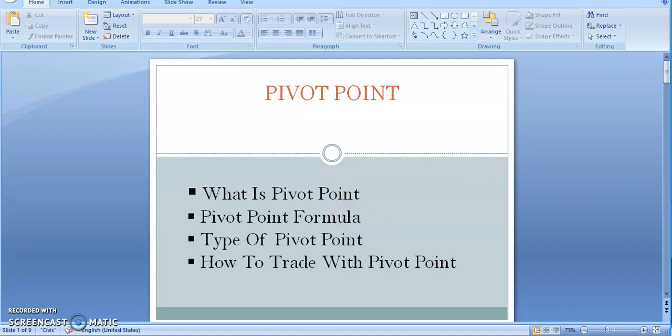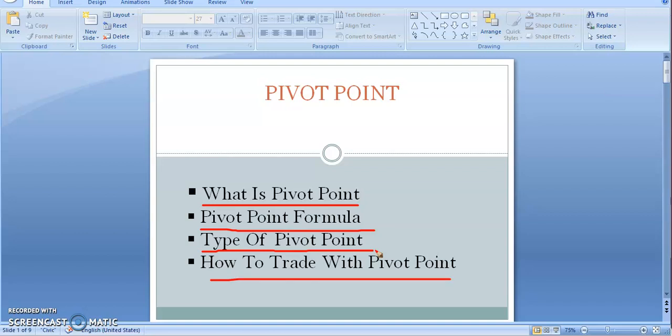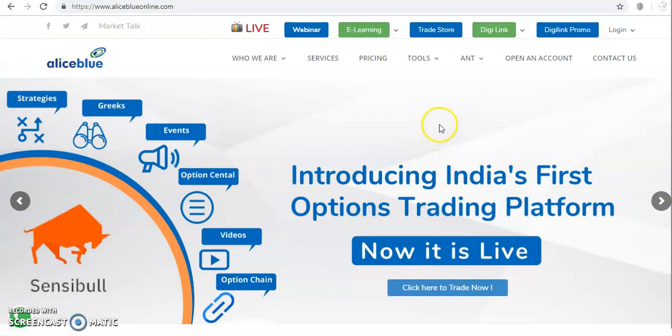In this video, I'll discuss the pivot point. What is the pivot point? The pivot point formula: what formula do you use to find the pivot point? And the various types of pivot point, because in our N-desk we have four types of pivot point. And next, how to trade with the pivot point. Most people don't know how to use the pivot point and how to trade by using it. Every day we are updating the pivot point on our LH Blue website.